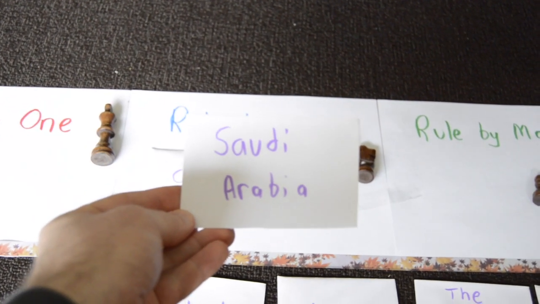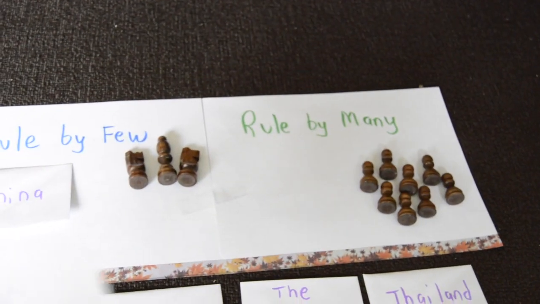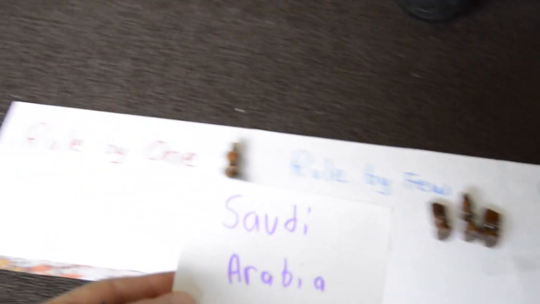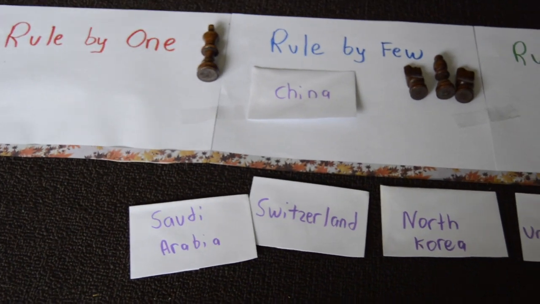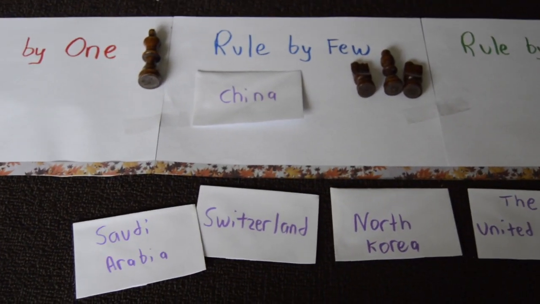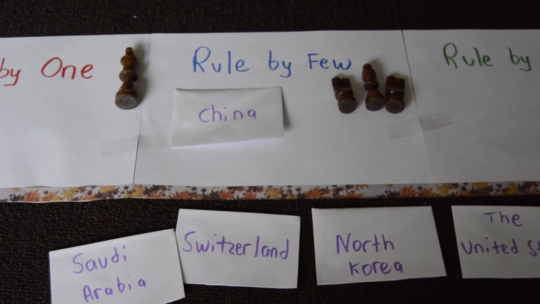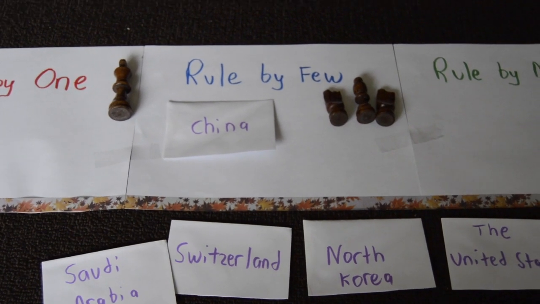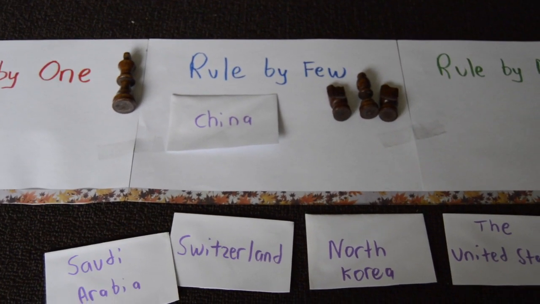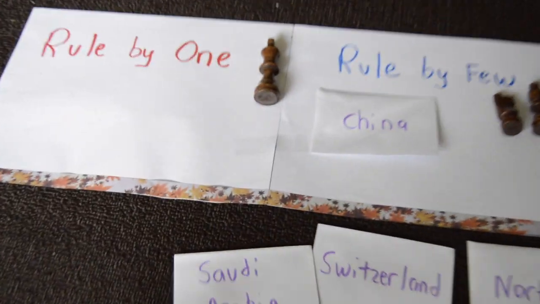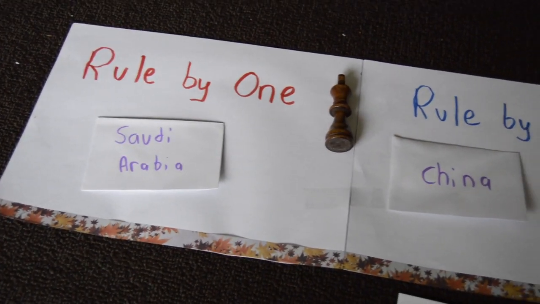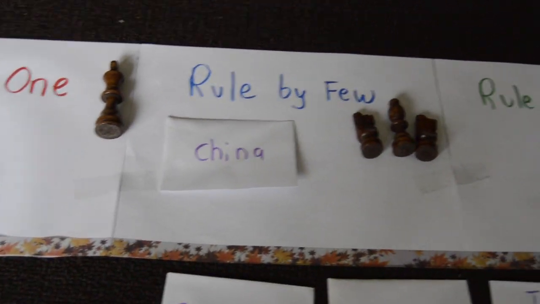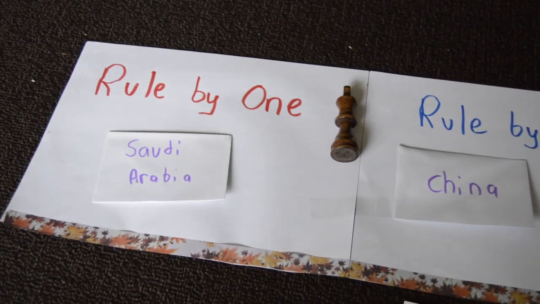Now we have Saudi Arabia. Do you think Saudi Arabia belongs in rule by many, rule by few, or rule by one? I'll just remind you that in the description of Saudi Arabia, we learned that Saudi Arabia has a king, and that the king has absolute control over the country. Where do you think Saudi Arabia belongs? I think I'm going to put it in rule by one. Again, you can make your own choice. Just make sure you have a good reason why you put Saudi Arabia where you did.